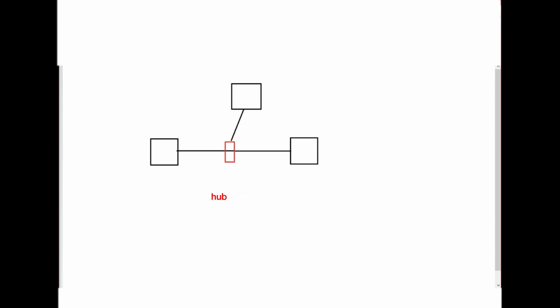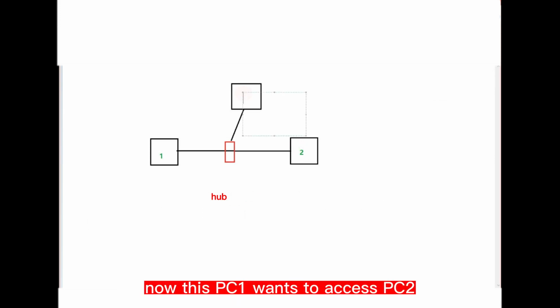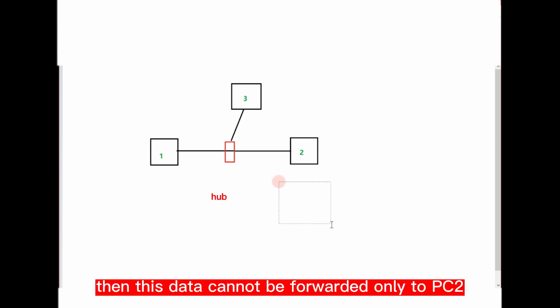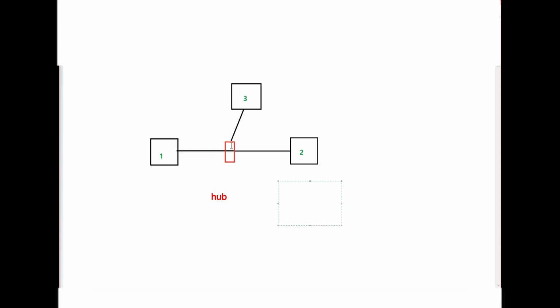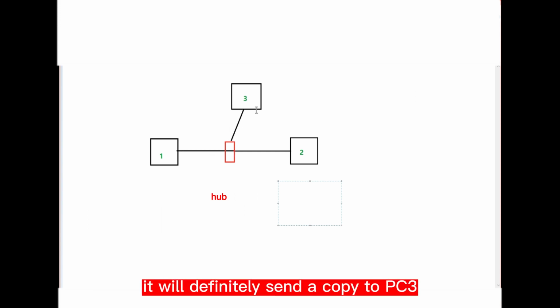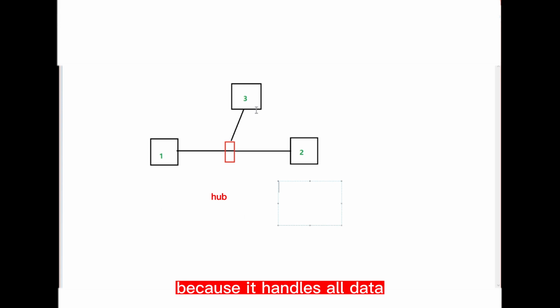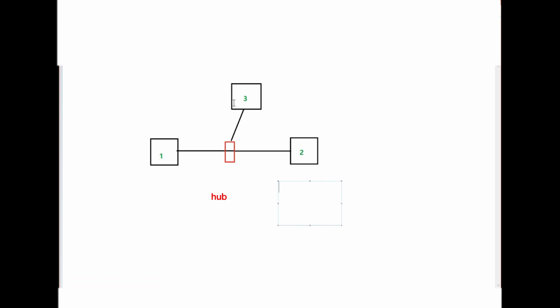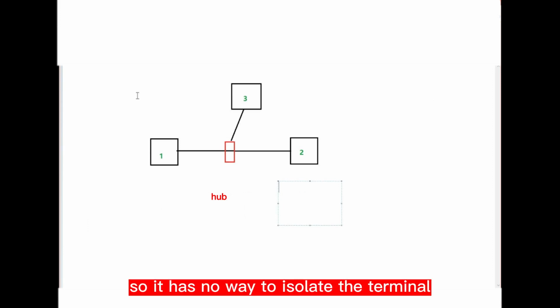For example, now PC1 wants to access PC2, not PC3. Then this data cannot be forwarded only to PC2. It will definitely send a copy to PC3, because it handles all data: all other interfaces get a copy. So the hub does not recognize upper layer information like IP addresses or MAC addresses, so it has no way to isolate the terminals.